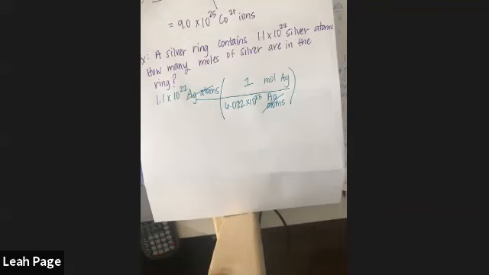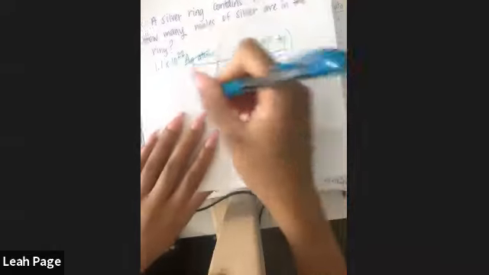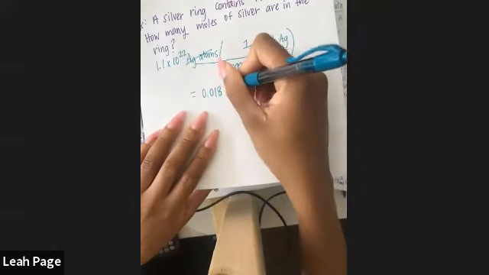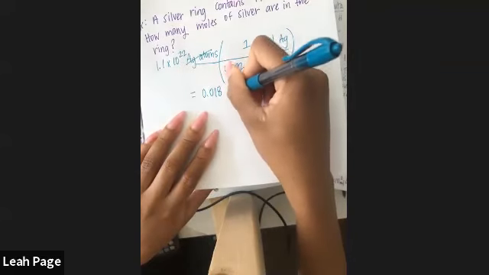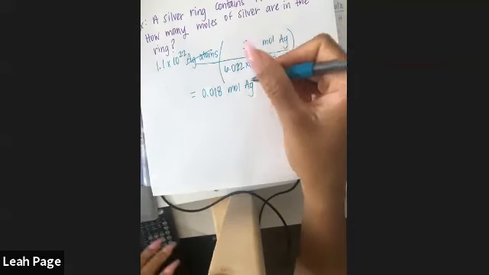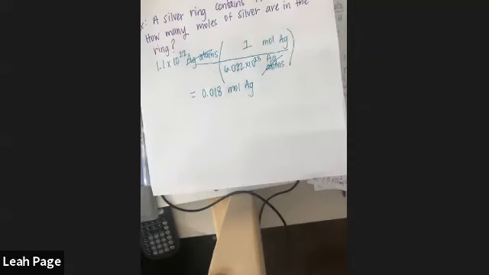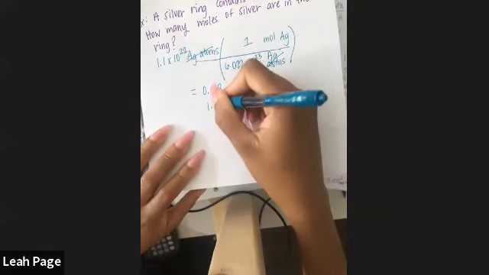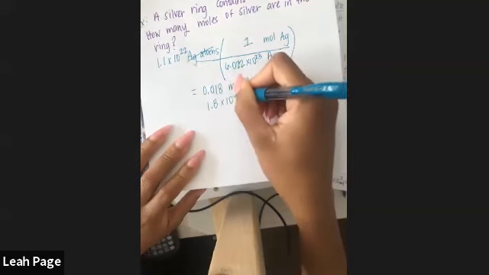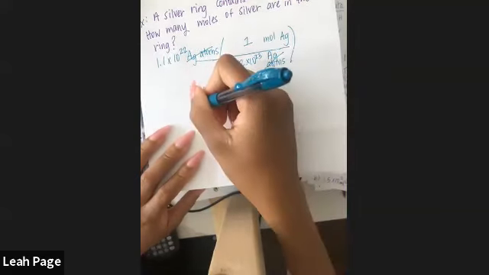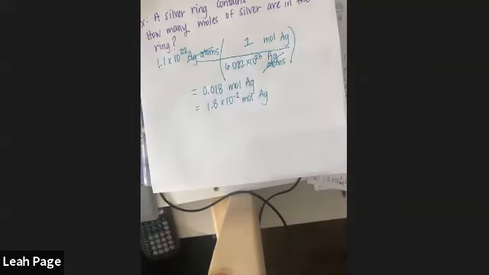0.018. Okay, yep, so we end up getting 0.018, and this is moles of silver, or silver moles. Or we could say 1.8 times 10 to the negative 2 moles of silver. These mean the same thing.